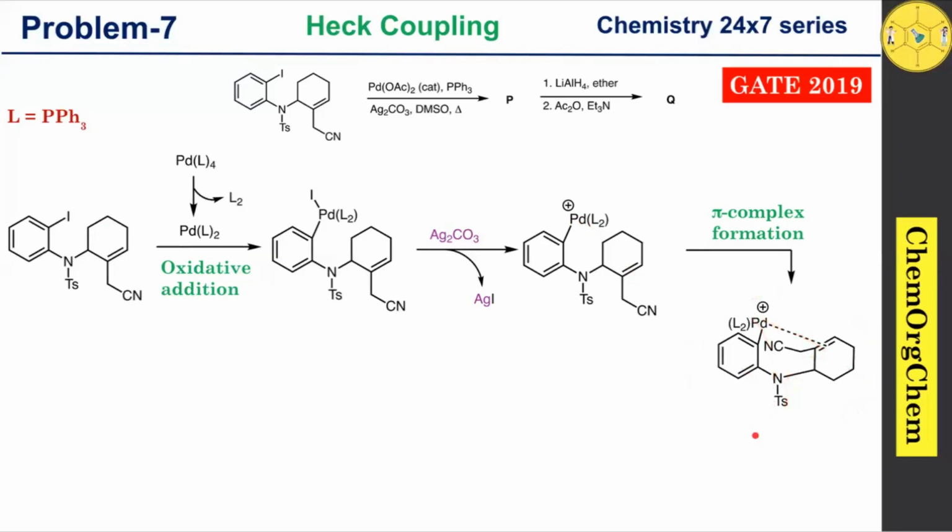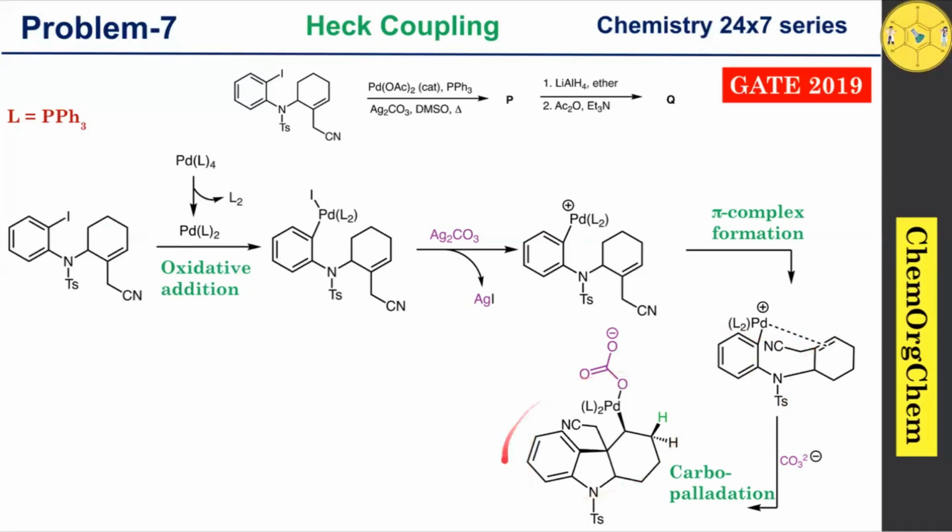This then undergoes carbopalladation. Here we need to figure out where our palladium migrates and where our aryl part is going to migrate. As per the alkene electronics, this position is slightly electron rich compared to this position. Therefore our palladium should go to this carbon, since palladium is electrophilic, and then this aryl part should go to this carbon. This produces the corresponding palladium complex. At the same time, one carbonate ion joins our palladium center, which produces this corresponding intermediate.